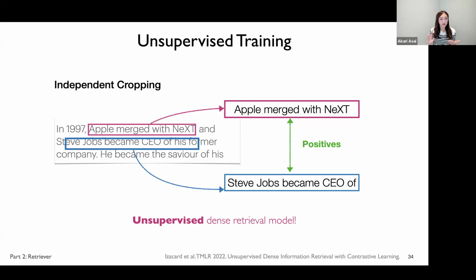One of the techniques is independent cropping, where they extract sentences from one document and label these sentence pairs as positive pairs, because we can assume that sentences from the same document are more likely to be related than a sentence pair sampled from different documents. Contriever, although it was released in 2022, still remains one of the strongest models among smaller retrieval models.